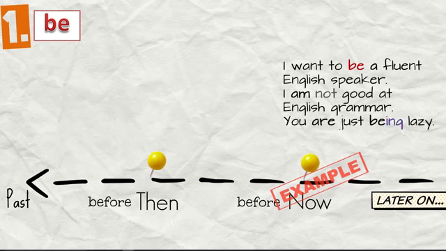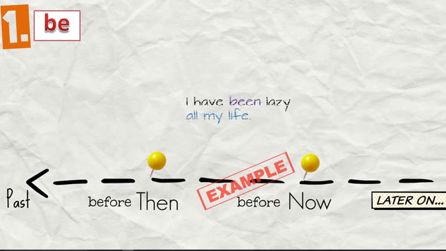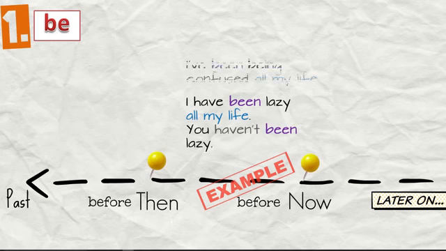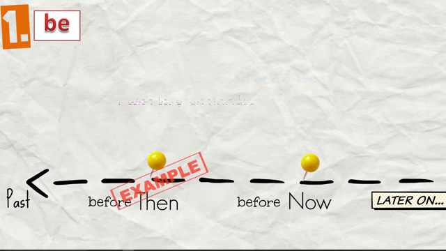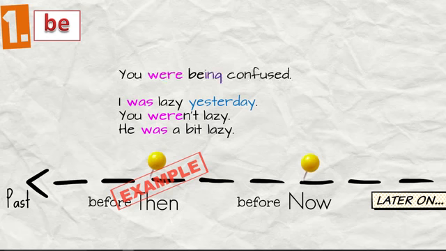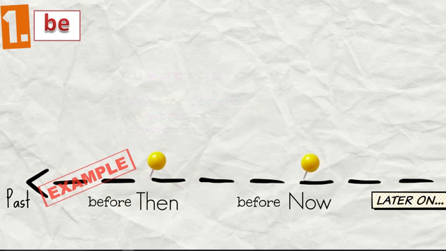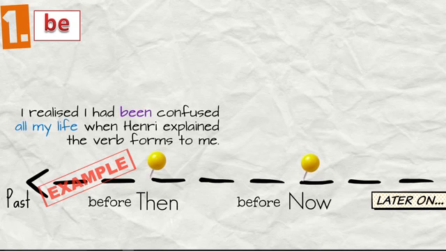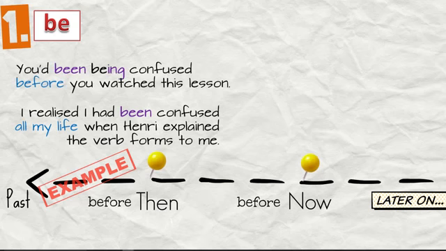He isn't lazy, normally. Alright, then we have I have been lazy all my life. You haven't been lazy. I've been being confused all my life. The past. I was lazy yesterday. You weren't lazy. He was a bit lazy. You were being confused. And before then, I realized I had been confused all my life when Henry explained the verb forms to me. You'd been being confused before you watched this lesson.